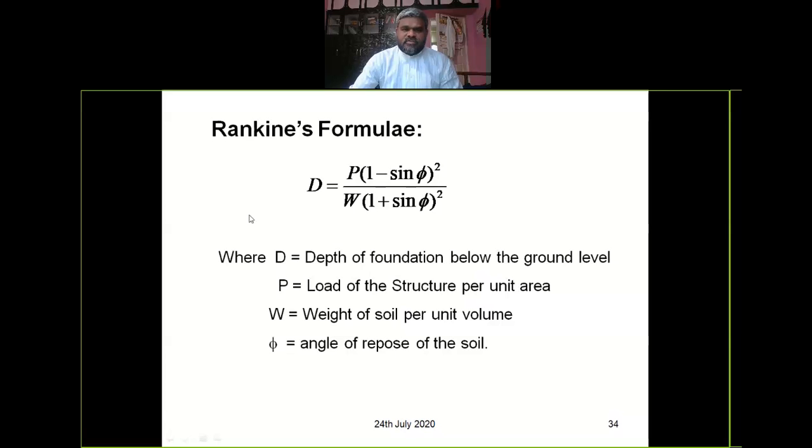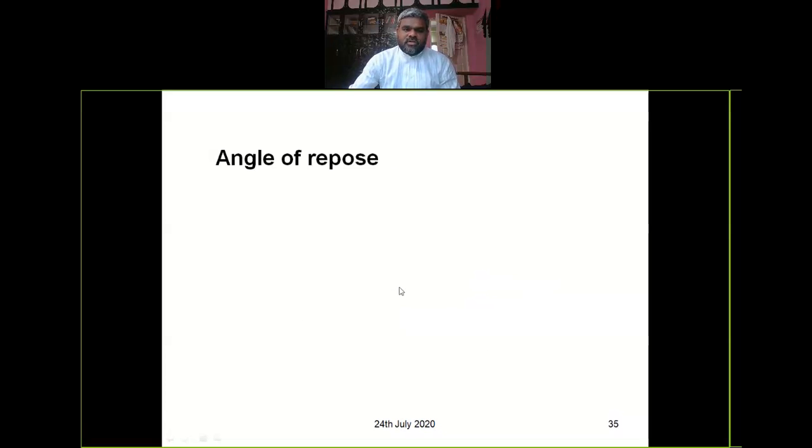The depth of the foundation is given by D = (P/W) × ((1 − sin φ)/(1 + sin φ))². Here D is the depth of foundation below the ground level, P is the load of the structure per unit area, and W is the unit weight of the soil, the weight of soil per unit volume. φ is the angle of repose of the soil.